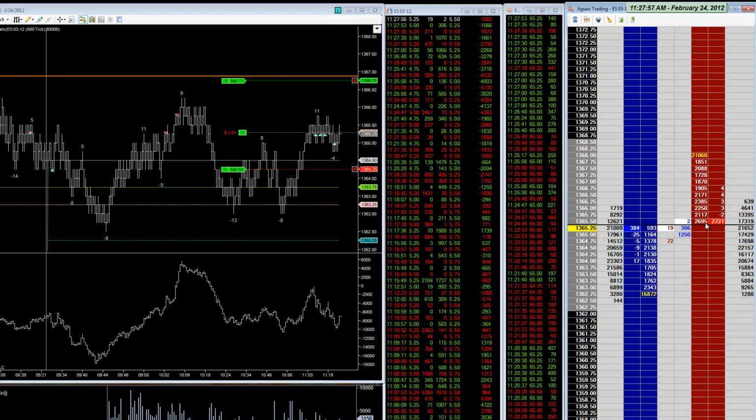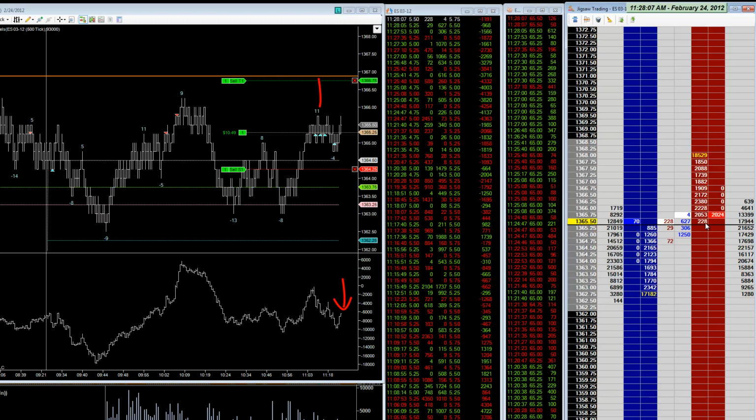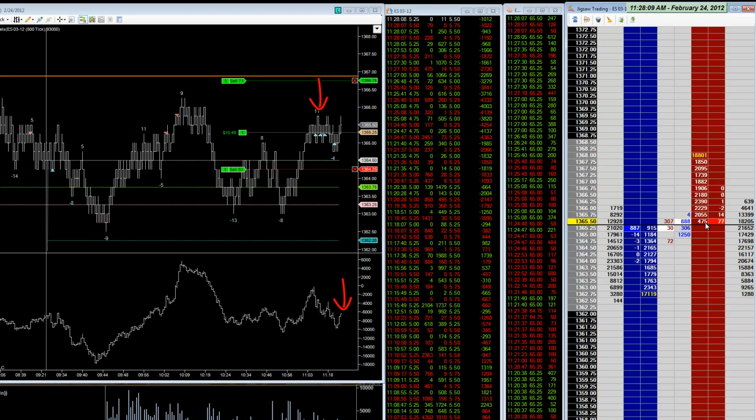Okay, just forward a few more minutes. It's now coming up to 11:28. We can see that the cumulative delta is now minus 10,000, and that's pretty much all since we got to this swing high here. So we can see evidence that the sellers are coming in force.